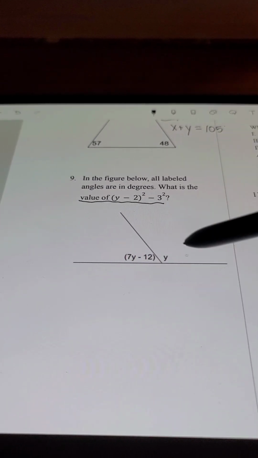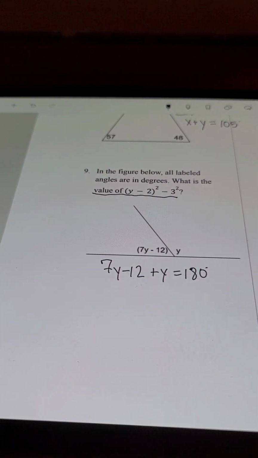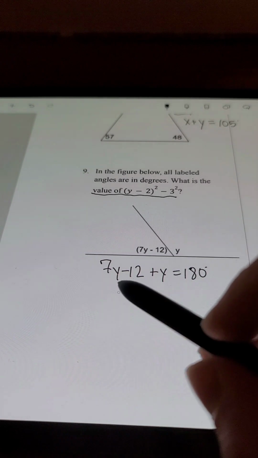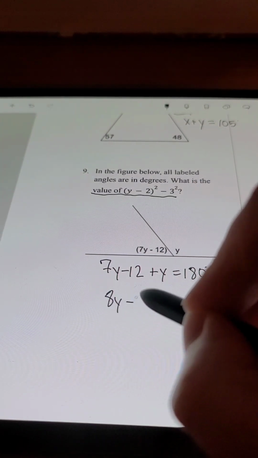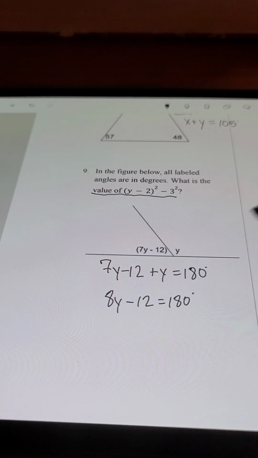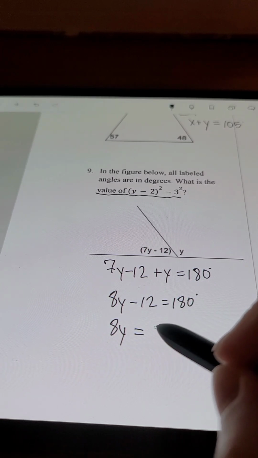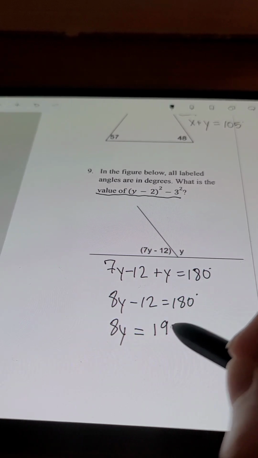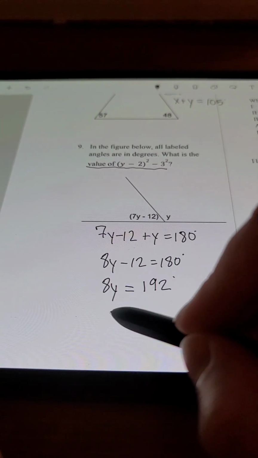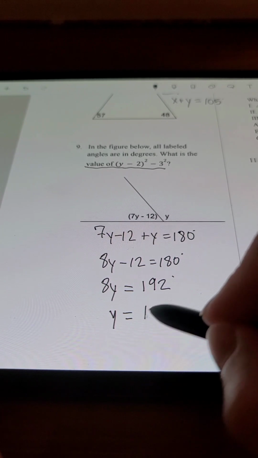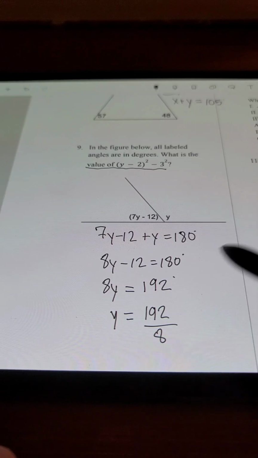These two angles add up to 180 degrees, so I'm going to write that as an equation. So there it is. Now I'm going to combine my like terms of 7y plus y to get 8y. 8y minus 12 is equal to 180 degrees. Now I'm going to add 12 to each side to get 8y by itself, and that's going to give me that 8y is equal to 192 degrees. Now I'm going to divide by 8 on each side to get y completely by itself, and I think that actually divides evenly.